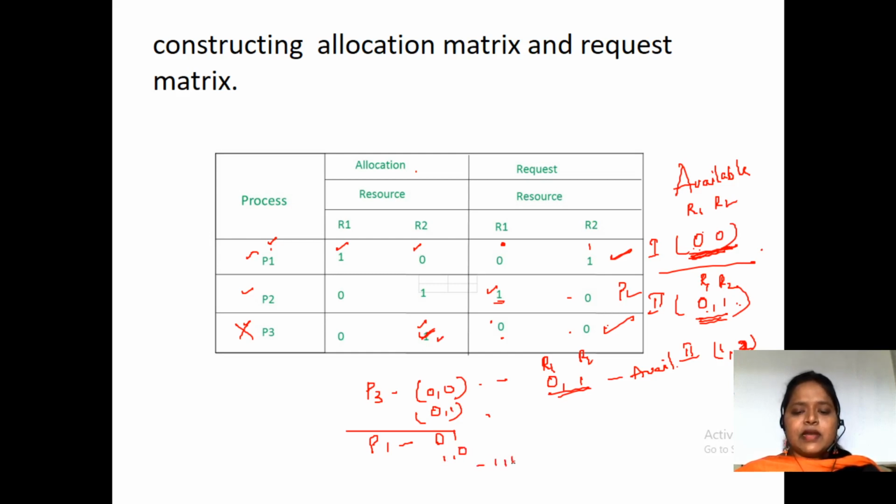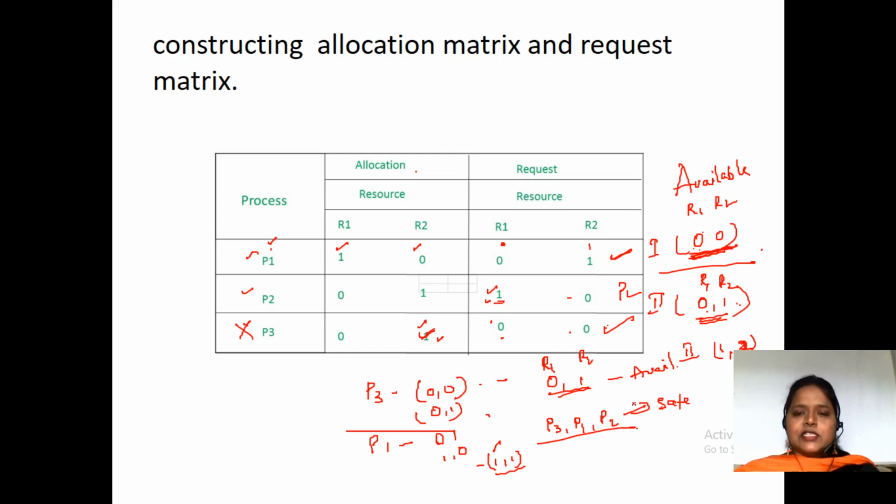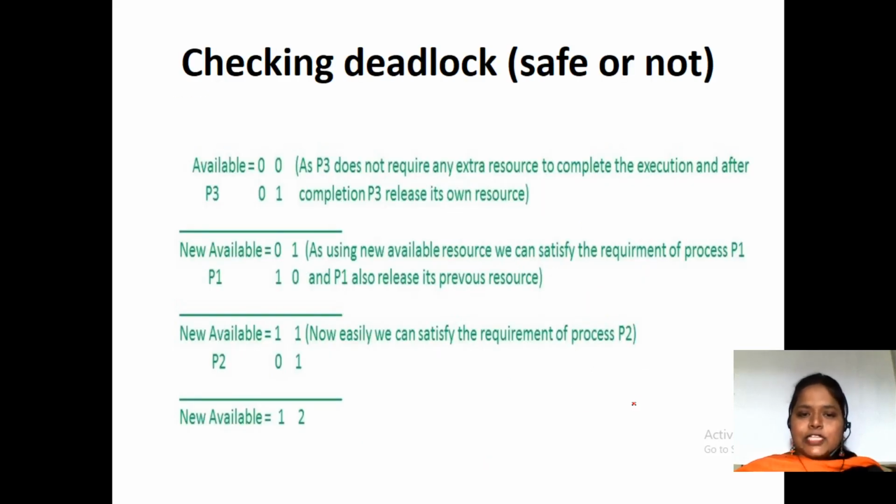Totally now it will be 1 comma 1. So if it is 1 comma 1, can we fulfill any request? Yeah, P2 needs one resource. So we will be going to allocate P3. So if you are allocating P3, P1 and P2, then it is a safe state. Then no deadlock will be occurring. If we are not following this thing, then we will say that there may be chances of deadlock. So this is how you will be going to have multiple instances without a deadlock. Fine, I think it's clear for you. And so that explanation is over here.